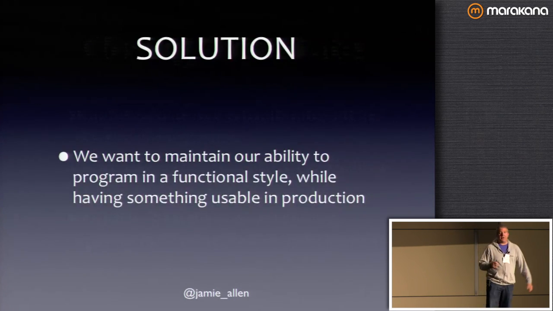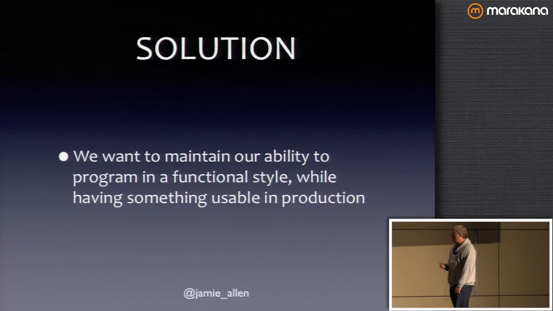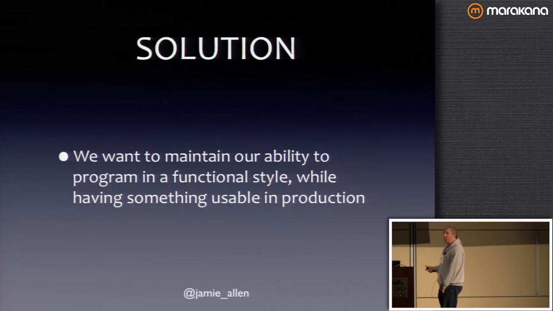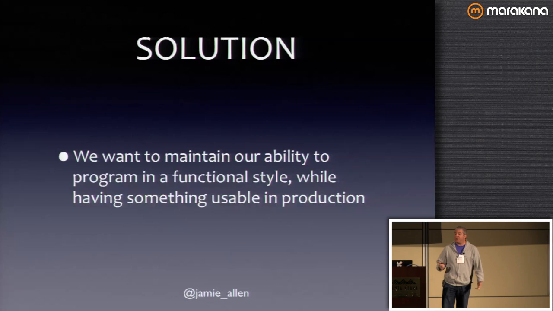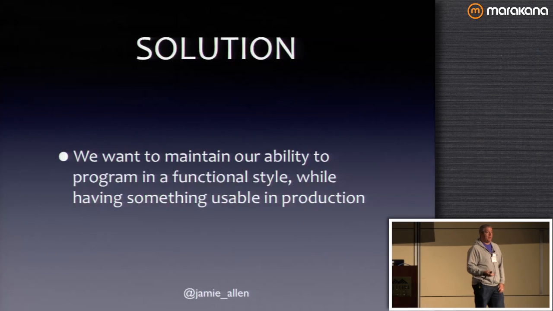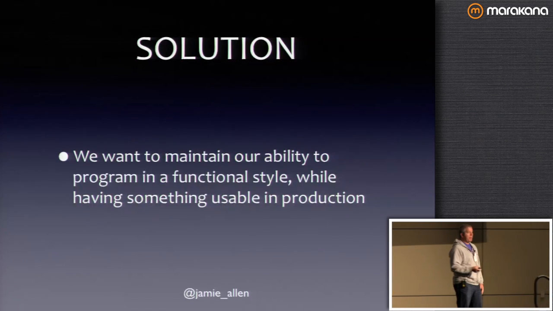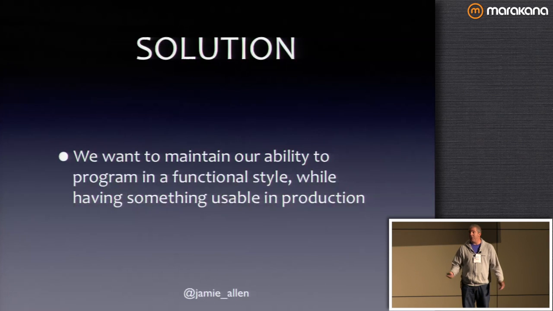So what is the solution to all this? What are we going to do about it? We want to write code that is maintainable. We want it to be written in a functional style. Boy, I'm going pretty fast, actually. We want to write code that's maintainable and in a functional style, but we also want to have something that's going to be usable in production. When things go wrong, we can figure out what the problem was. So how do we do that?